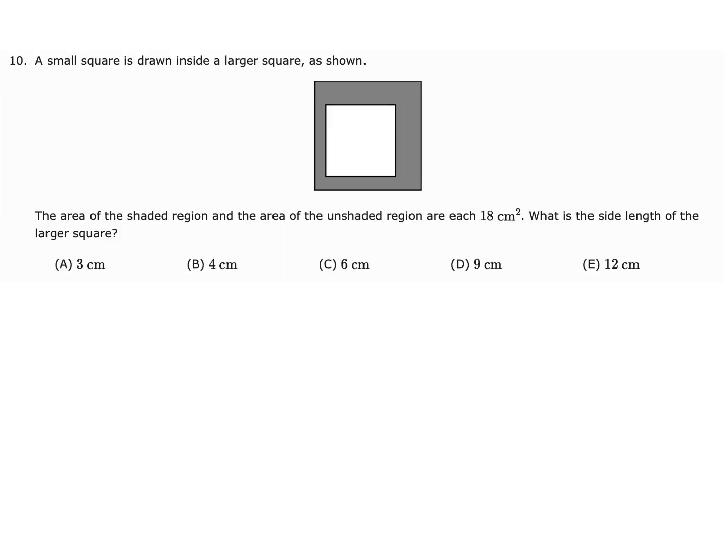A small square is drawn inside a large square. As shown, the area of the shaded region and the area of the unshaded region are each 18 centimeters squared. What is the side length of the larger square? Okay, so we'll call this x, and we'll call the side length of the larger square y. So the shaded region and the unshaded region are both equal to 18.